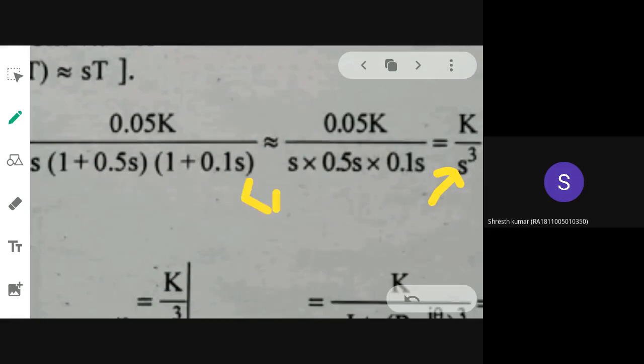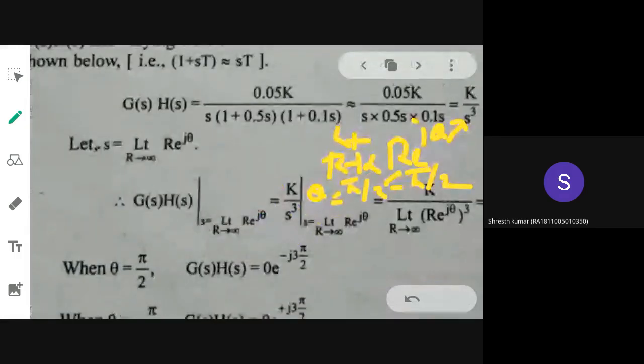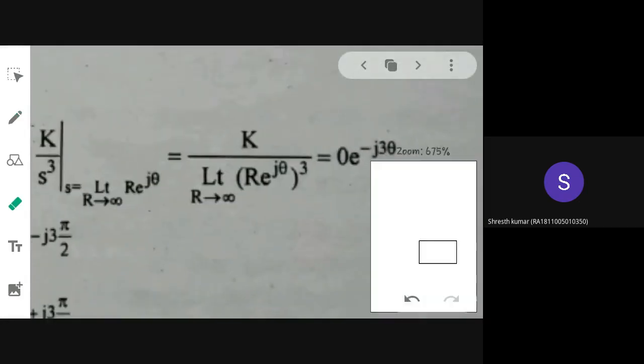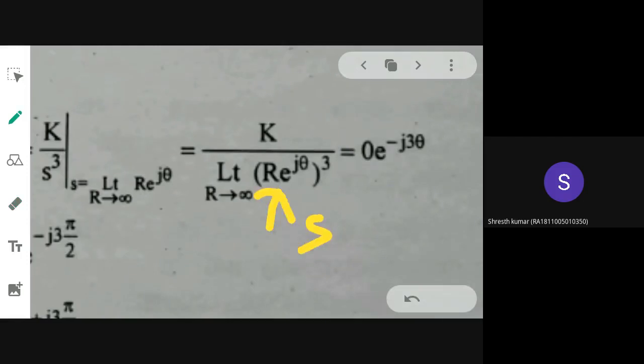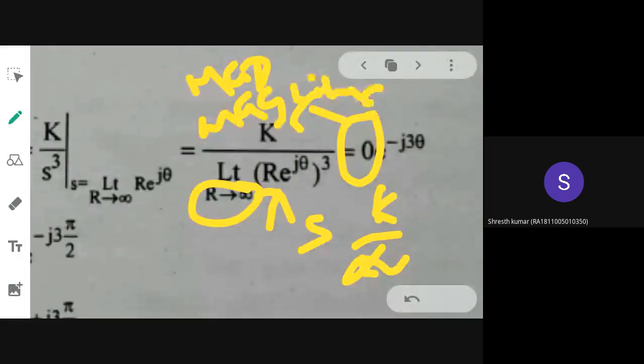In S, you have to substitute r tending to infinity, r into e power j theta, where r is taking infinite value, and theta is varying from pi by 2 to minus pi by 2. You are going to substitute these two relationships. So S is tending to r into e power j theta, r is infinite, so k divided by infinity will be giving you 0. This is for the map. The map's magnitude will be 0.